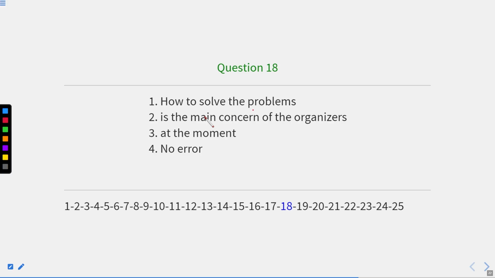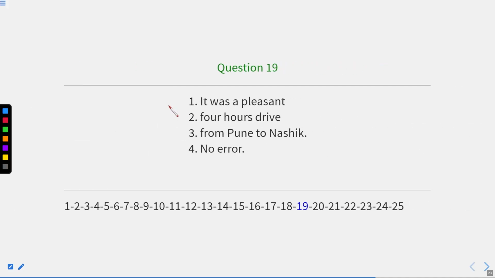How to solve the problems is the main concern of the organizers in the moment. So here the answer is no error, because each and every part is correct. Grammatically, we do not have any error. Now let us move to the next question. That is question number 19.